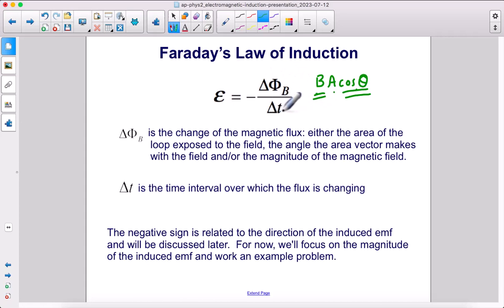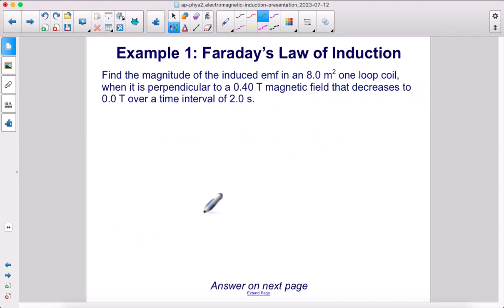If any of those change, then you get a change in flux. Delta t is the time interval over which the flux is changing. The negative sign is related to the direction of the induced EMF and will be discussed later. For now, we'll focus on the magnitude of the induced EMF and work an example problem. Find the magnitude of the induced EMF in an 8 square meter one-loop coil when it is perpendicular to a 0.4 Tesla magnetic field that decreases to 0 Tesla over a time interval of 2 seconds.